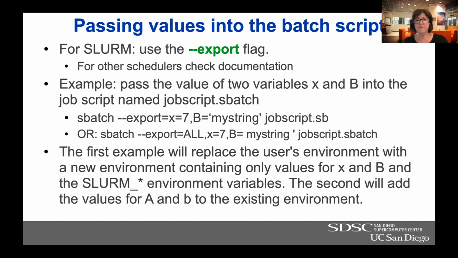For Slurm, use the export flag if you want to pass values into the batch script. I'll show you a complete example in the next slide or two. So you can pass two variables, x and b. Here's the example: sbatch --export=x=7,b=my_string. You can make as many variables as you want in the command line argument. It's great for parametric scaling. And then there's the name of my script. Or you can use export ALL to get other environment variables, so your environment variables will be passed into the script.